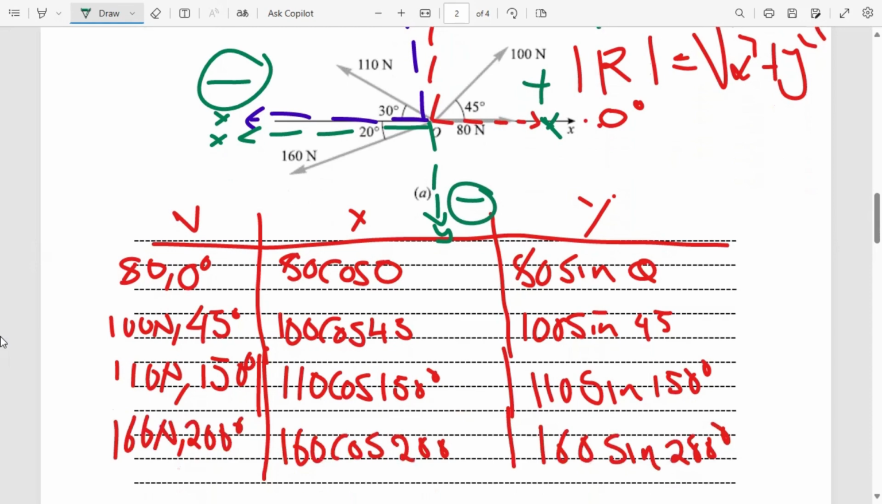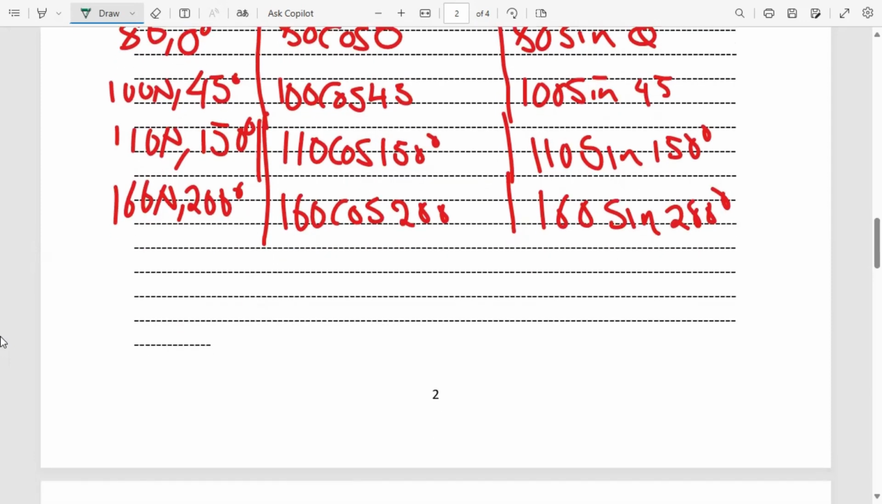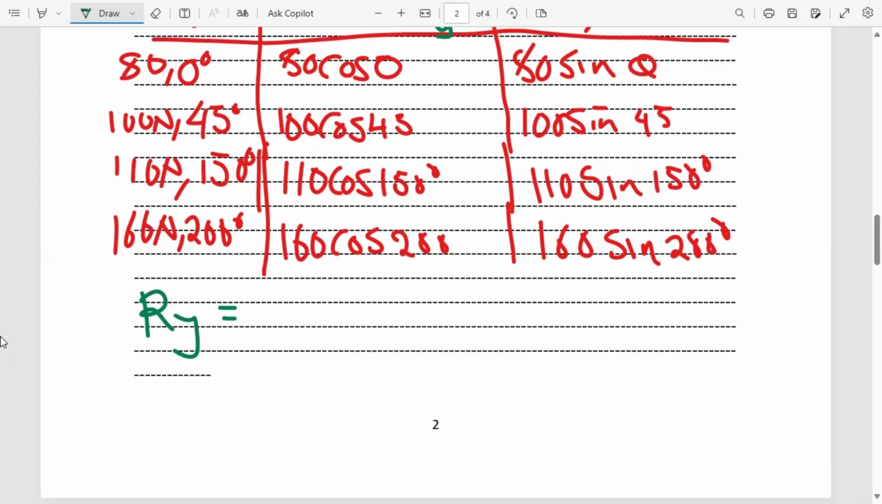Now that we followed the simpler one, where we're just following the direction with respect to the positive x-axis, what are we going to do? We're now going to start tabulating the actual values of the x and the y components. So what am I going to do? I'm going to say my Rx, which is the resultant in the x, will be equal to the following. 80 cos 0, of which cos 0 is basically 1. So this is just going to give us 80 plus 100 cos 45.